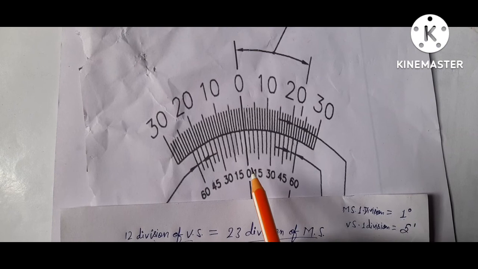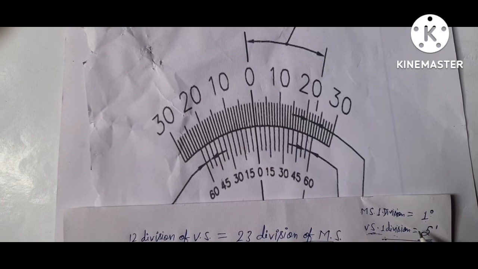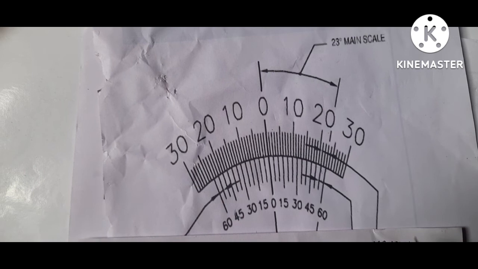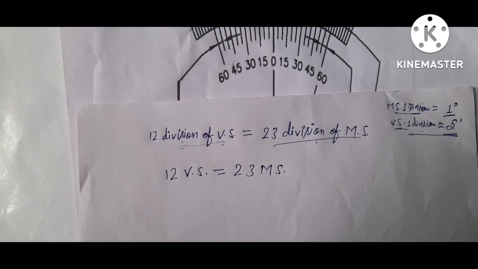Friends, you see here, one division of the vernier scale equals 5 minutes, and one division of the main scale equals 1 degree. Now, friends, you know 12 divisions of the vernier scale equal 23 divisions of the main scale.